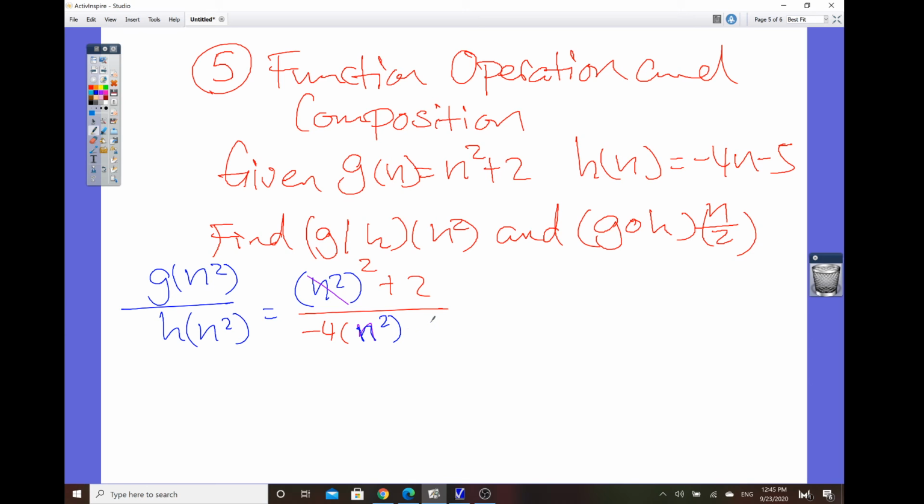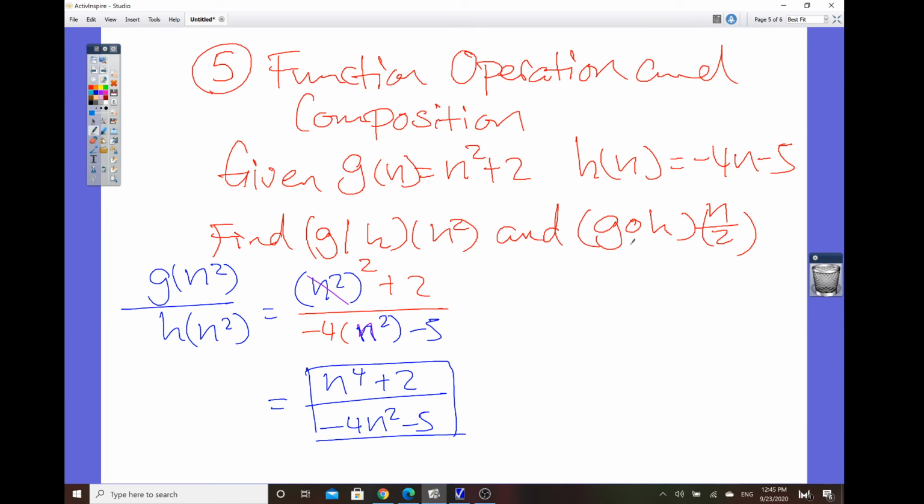And then minus 5. And then this one here, we can simplify it a little bit. So n squared, quantity squared. So this one, that means n to the power 4 over 2, all over minus 4n squared minus 5. And that would be the simplest form.